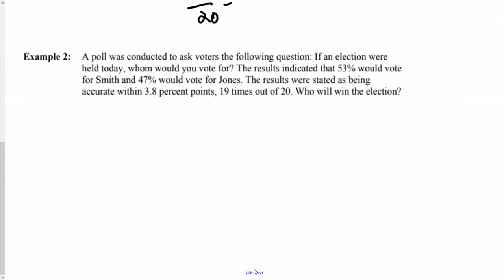A poll was conducted to ask voters the following question: if an election were held today, who would you vote for? The results indicated that 53% would vote for Smith and 47% would vote for Jones. The results were stated to be accurate within 3.8 percentage points, 19 times out of 20. Who would win the election? So let's just set this up.